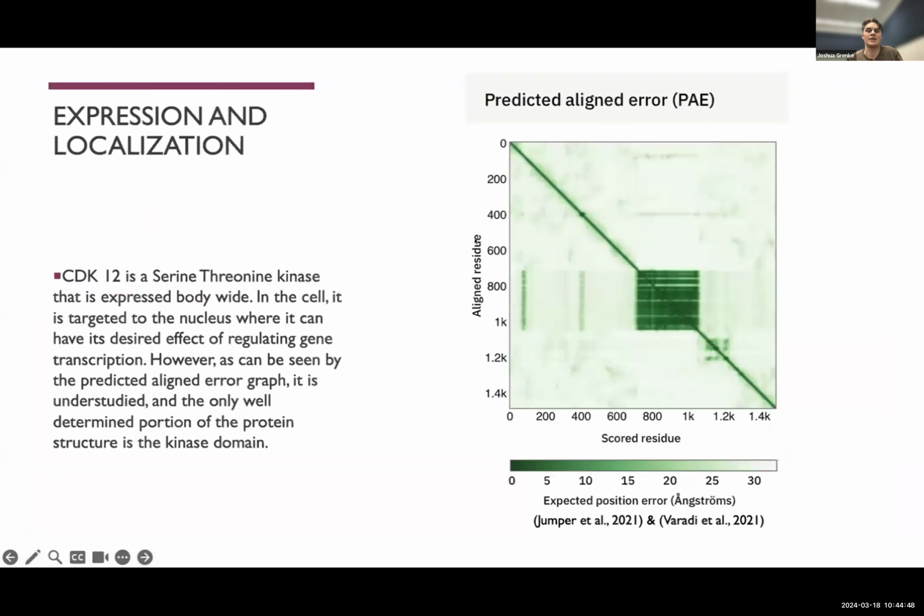So as far as expression goes, CDK12 is a serine-threonine kinase that is expressed body-wide in all your cells. In the cell specifically, it's targeted to the nucleus, where it has its effect of regulating gene transcription. However, as can be seen by the predicted aligned error graph, it's very understudied, and the only domain which is well characterized is the kinase domain here. Everything else is very high error.